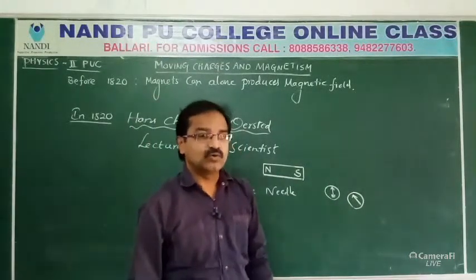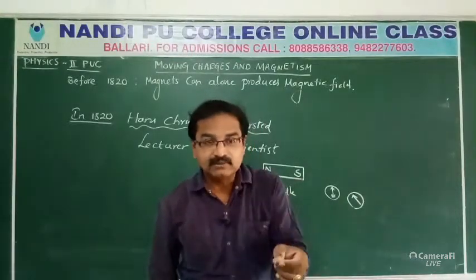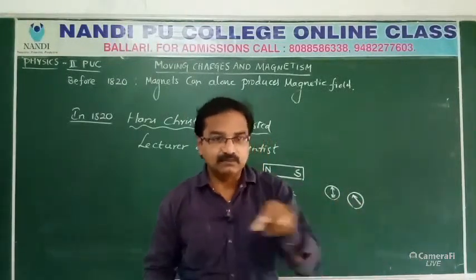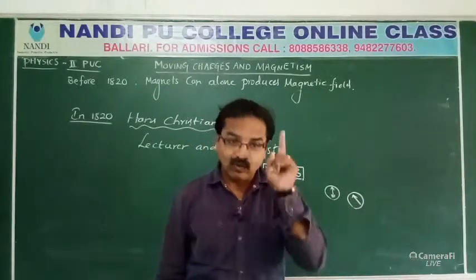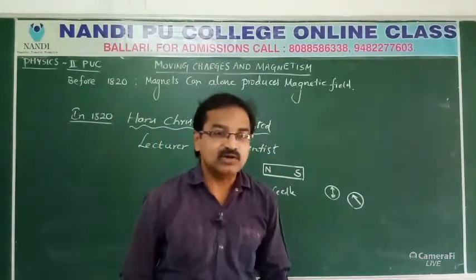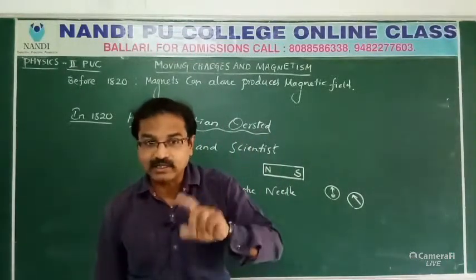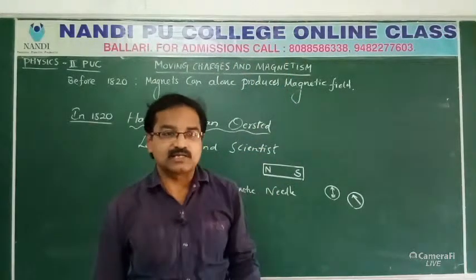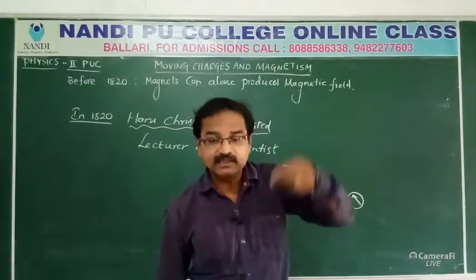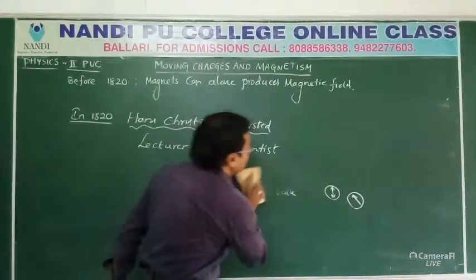Understand? So there is a question in first PUC physical world. Name the scientist who unified electricity and magnetism. The answer, one of the scientists is Oersted. Children, so this is Oersted's conclusion. Whenever current passes through a conductor, it produces a magnetic field around it. Means a current carrying conductor produces magnetic field. Okay, so conclusion.